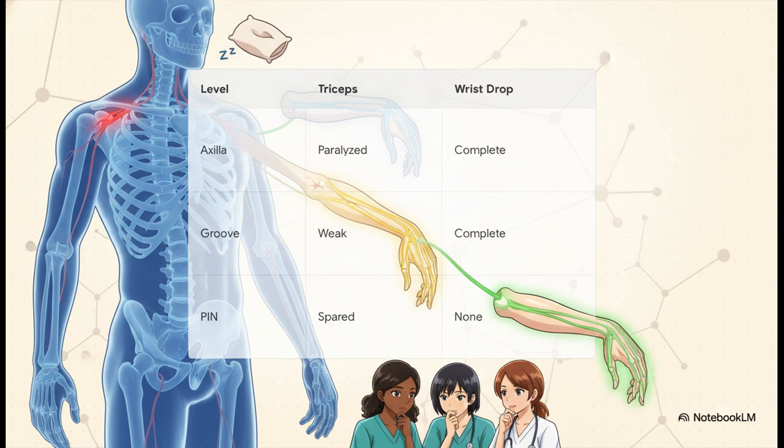Drop down to the radial groove, like in a mid-shaft humerus fracture, and you get complete wrist drop, but triceps function and elbow extension are weakened yet functionally preserved. Go lower to a posterior interosseous nerve injury, and true wrist drop does not occur because the extensor carpi radialis longus is completely spared. So here's something to think about as we wrap up this explainer. If the triceps is spared, are you dealing with a groove or an axilla injury? Master this, and you master the upper limb.